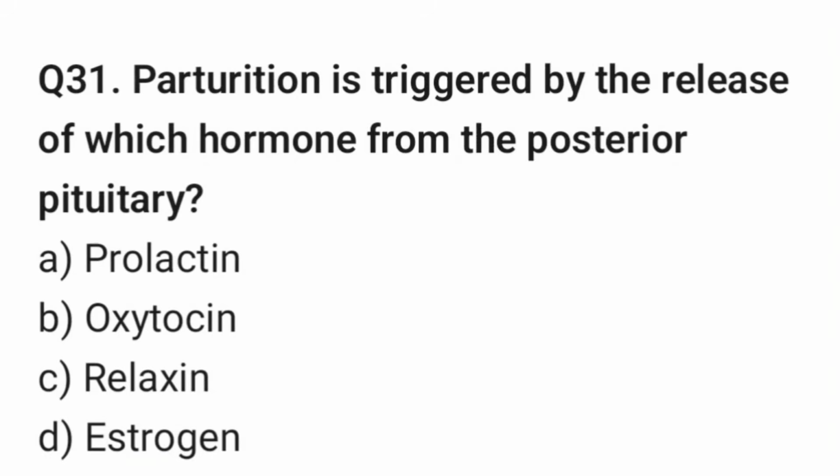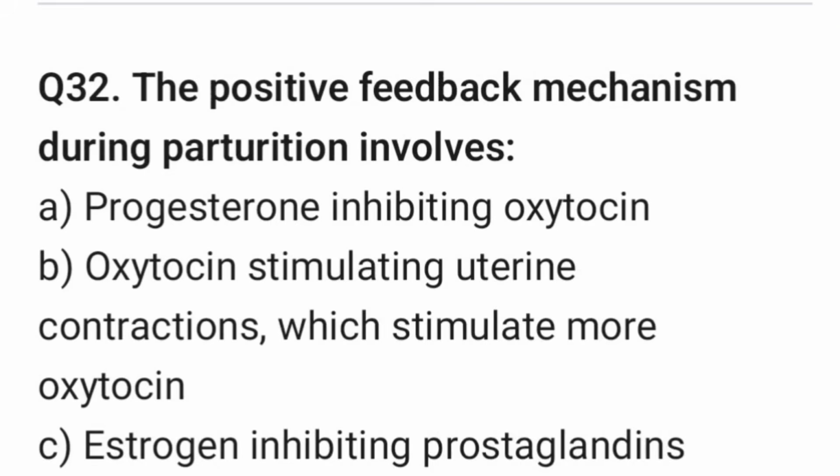Question 31. Parturition is triggered by the release of which hormone from the posterior pituitary? Right answer is option B, oxytocin. Question 32. The positive feedback mechanism during parturition involves. Right answer is option B, oxytocin stimulating uterine contraction, which stimulates more oxytocin.